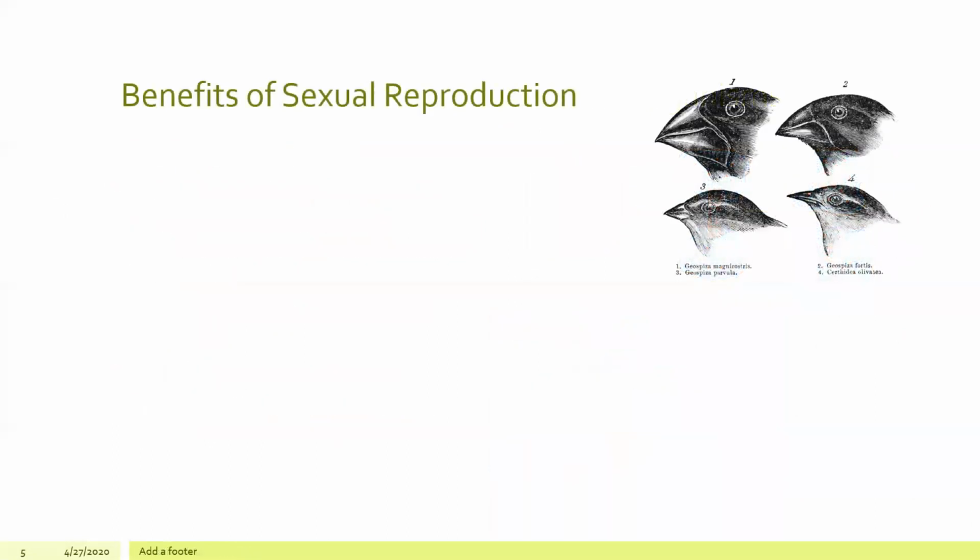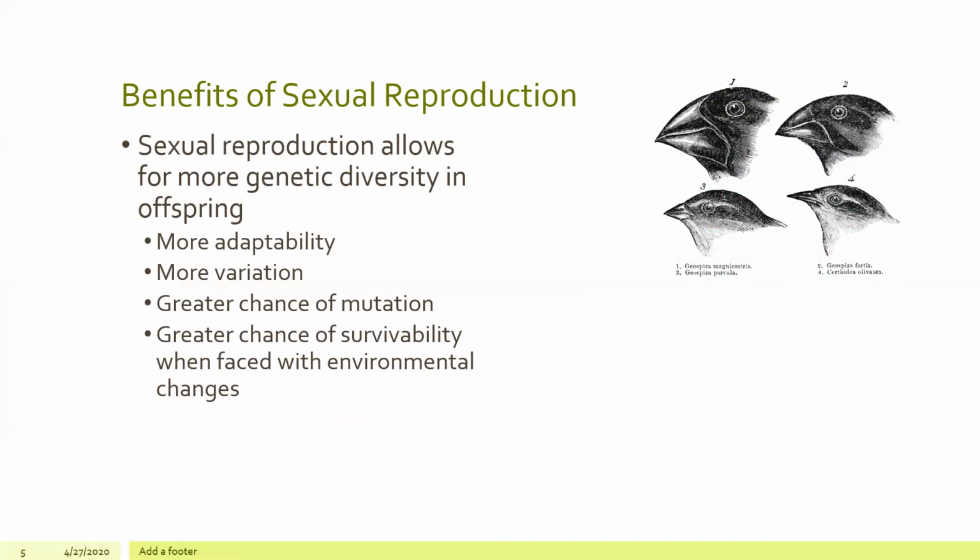Okay, so let's talk about the benefits of sexual reproduction. The biggest part is that it allows for more genetic diversity. So for example, in here, I put these birds, these are the Galapagos finches. And what Darwin found in his studies when he was looking at these birds was that some of these birds were more successful in other ways. Like these birds, they were really good with these huge gigantic beaks at snapping seeds.